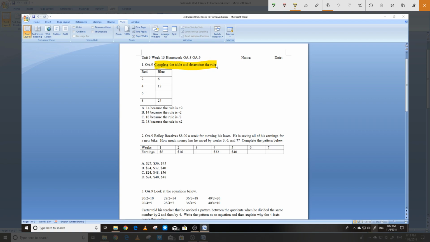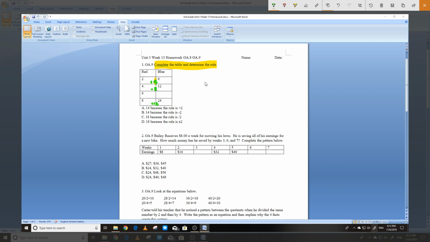Complete the table and determine the rule. All right, so we need to think about the rules here. Remember, we're talking about rate of change. How is 2 going to 6? Something's happening, right? It changed by 4. We know this changed by 4. 4 to 12, it increased by 8, right? We know it's getting bigger. 8 to 24, whoa, this got bigger by a whole lot. By how many? By actually 16.